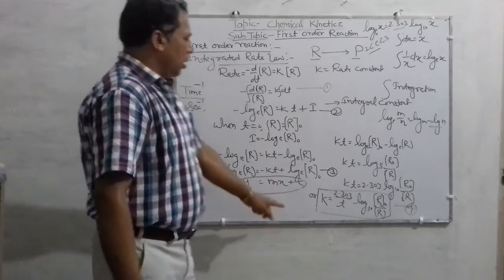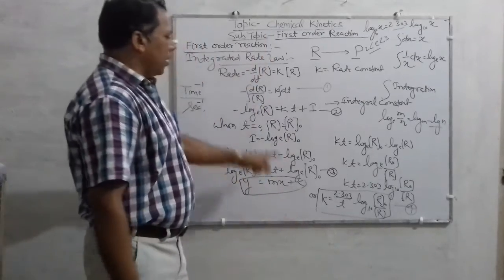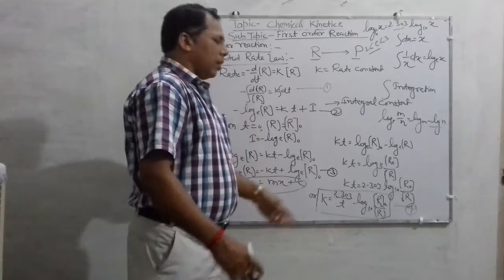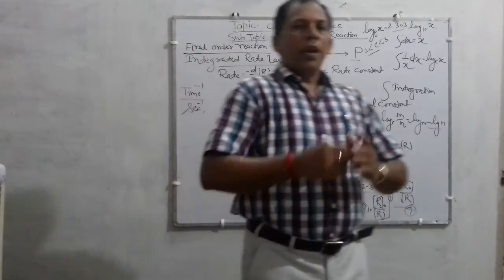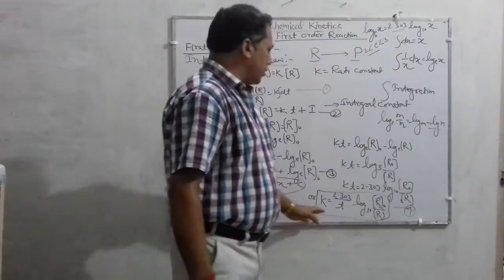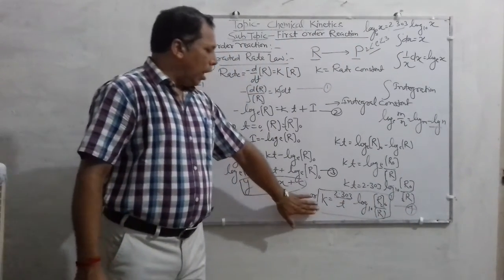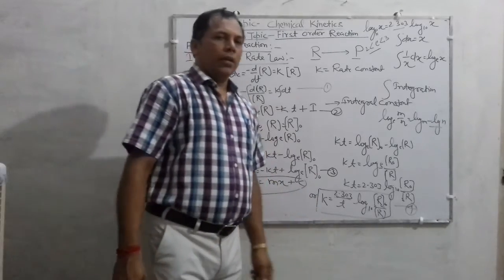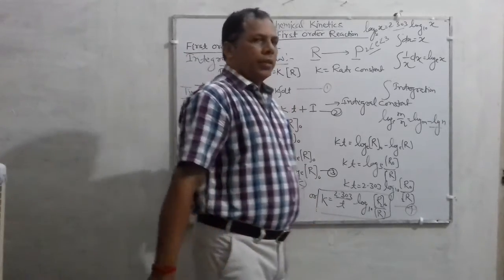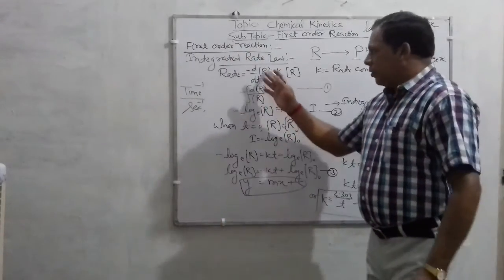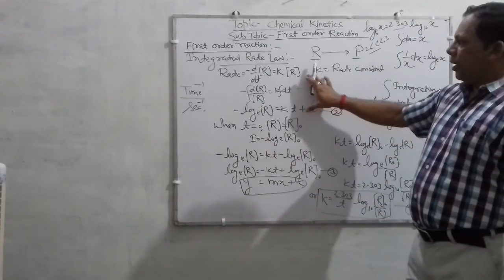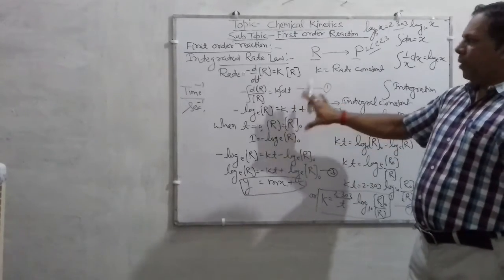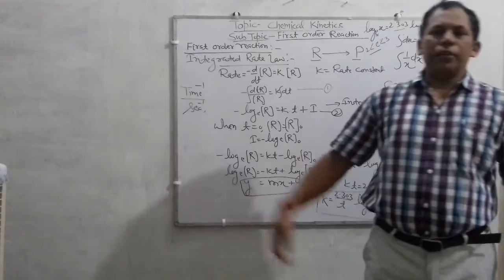So this is the derivation of the integrated rate law for a first order reaction. In the next lecture I will discuss in detail how this k is related to the half-life period. So remember how this is derived, very important, and very simply I have given you its explanation. Must remember, children.